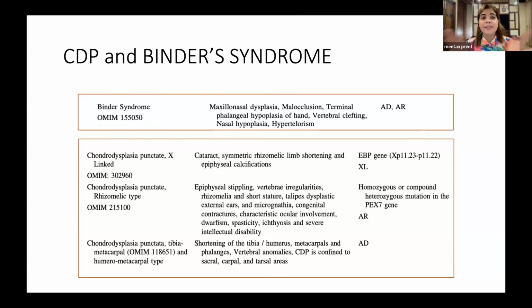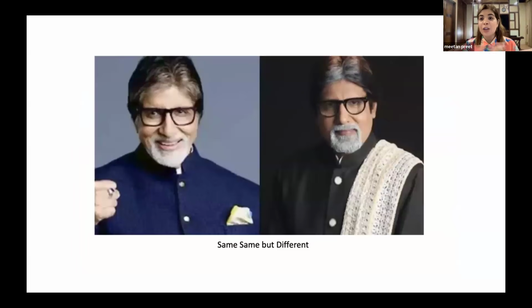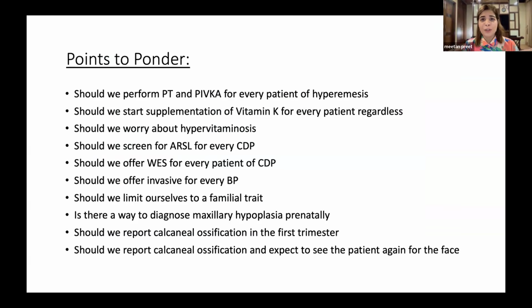How do I tell these two apart? Ending on a lighter note, sometimes same but different. I cannot tell on scan whether it's Binder's syndrome or chondrodysplasia punctata. I can label it as chondrodysplasia punctata because it is disordered ossification. But whether it's Binder's syndrome, Stickler's syndrome, or any other syndrome for that matter, has to be decided and taken over by a geneticist.